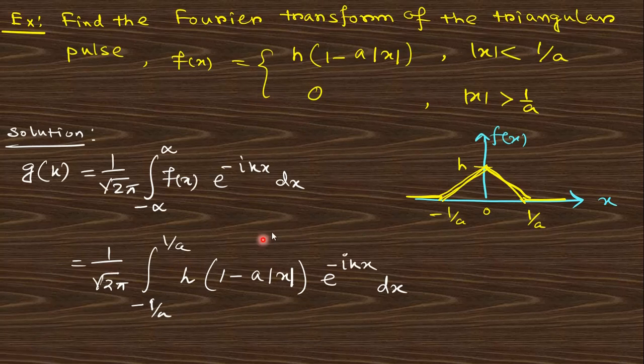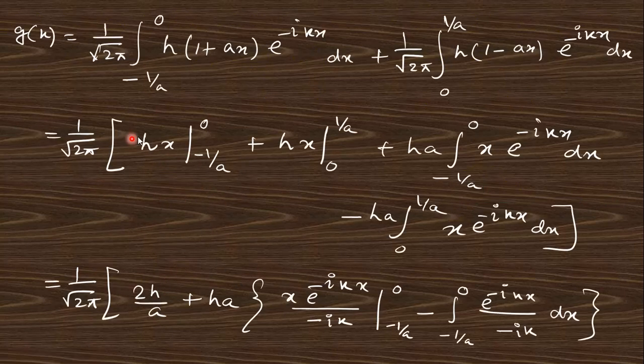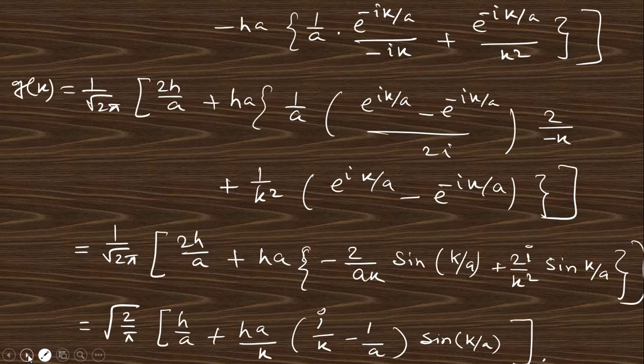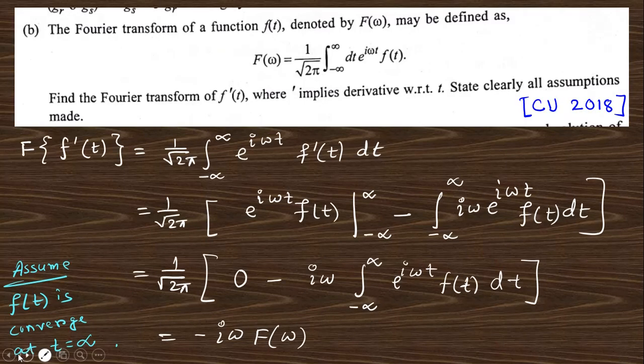Next, this is another example. It says find the Fourier transform of the triangular pulse, given here. Then you need to find the Fourier transformation. So just put in the Fourier transformation formula and the value of f of x, and then just integrate. This integration is lengthy, but if you follow these steps you can easily find the solution. Just follow the steps carefully. You can see this solution.